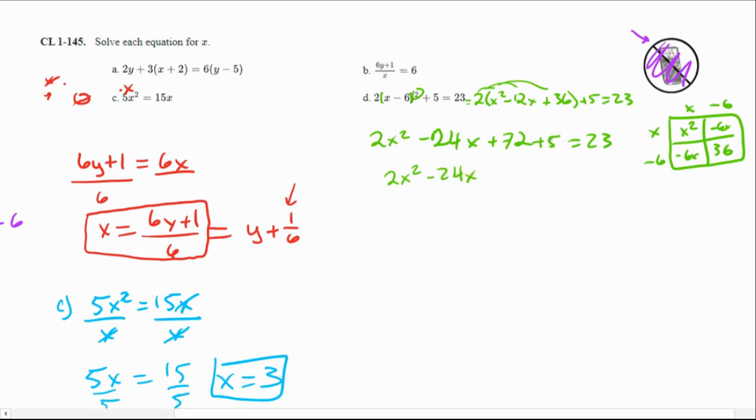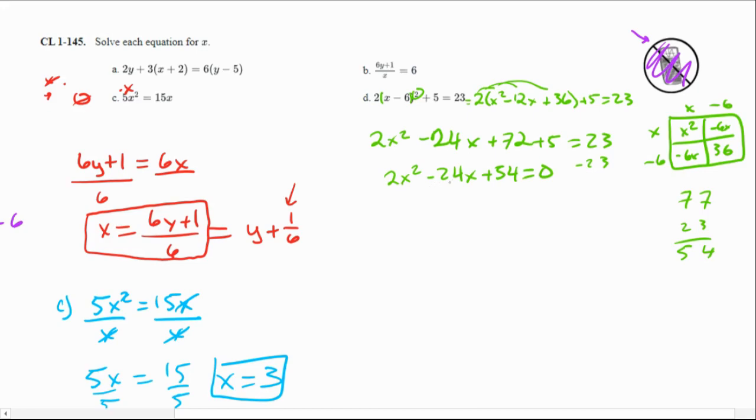72 plus 5 is 77. And then I'm going to subtract 23 from both sides to get 0. So 77 minus 23 is 54. So I got 54 here equals 0. And now, is there anything? Ooh, I can factor out a 2.